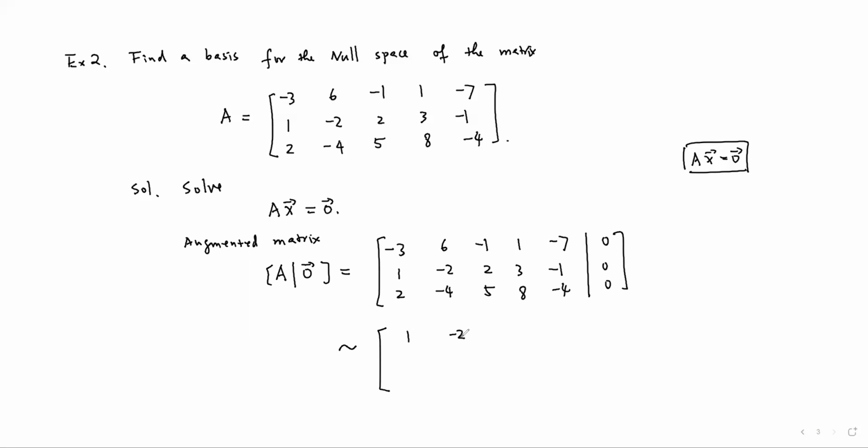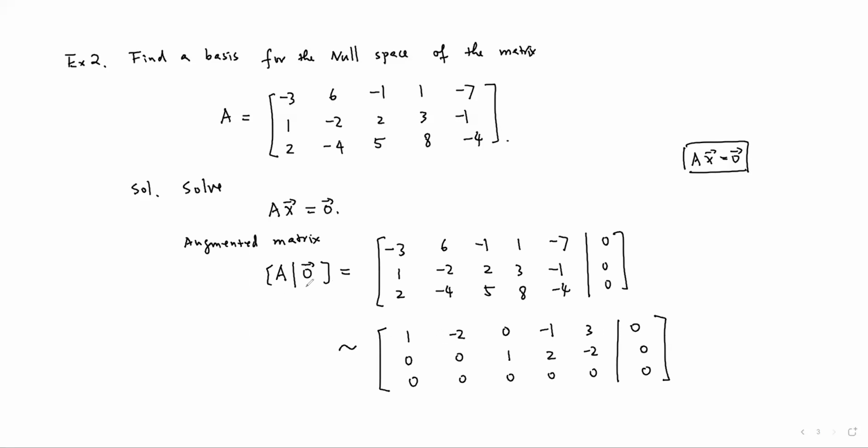1, -2, 3, 0, 0, 0, 1, 0, 0, 0, 0, 0, 0, 0. This matrix, the final matrix, is in reduced echelon form. We cannot introduce to this matrix any more zeros.